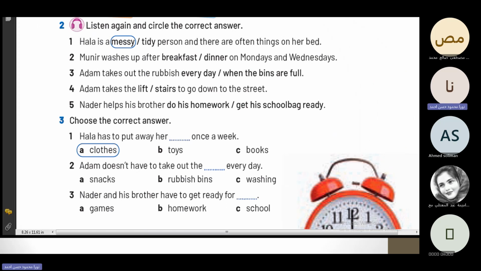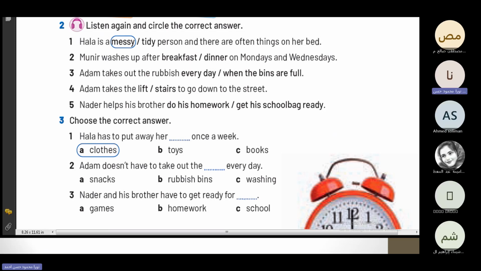So, what do you think are the correct answers for these questions? Okay, the first one is done for you here. Hala is a messy or tidy person and there are often things on her bed. Of course, do you remember? Hala is a messy person and her mother doesn't like how messy she is, right?